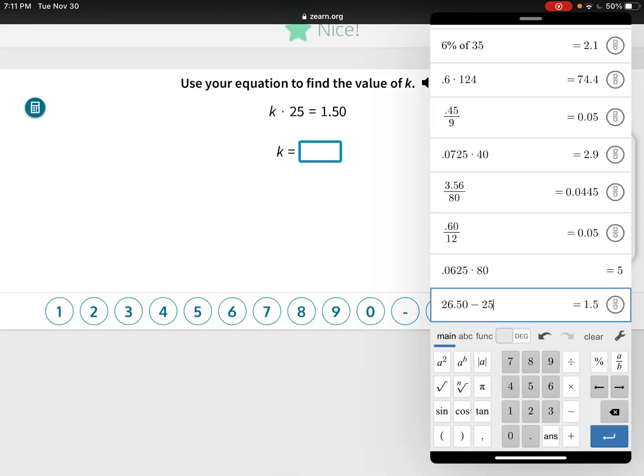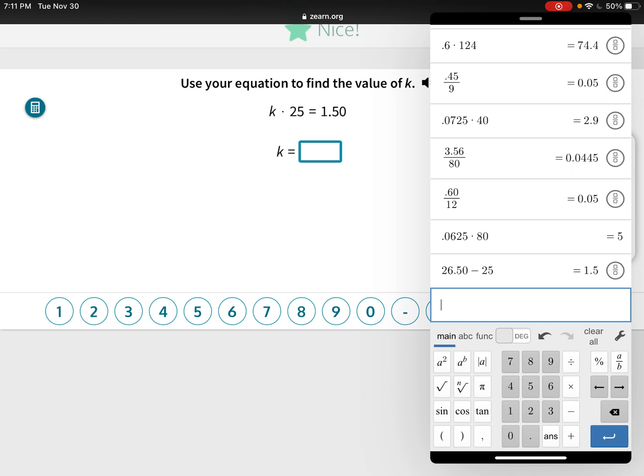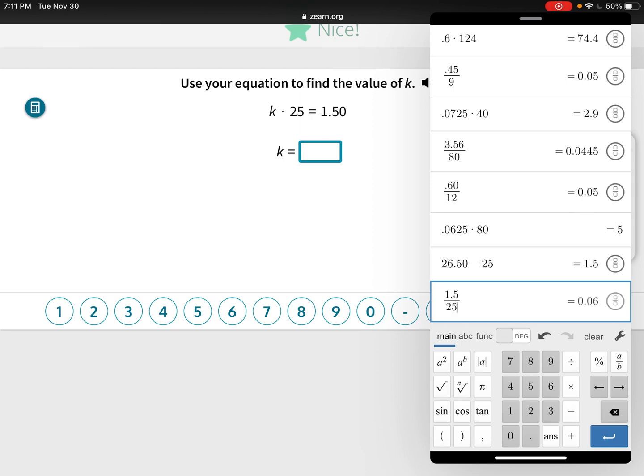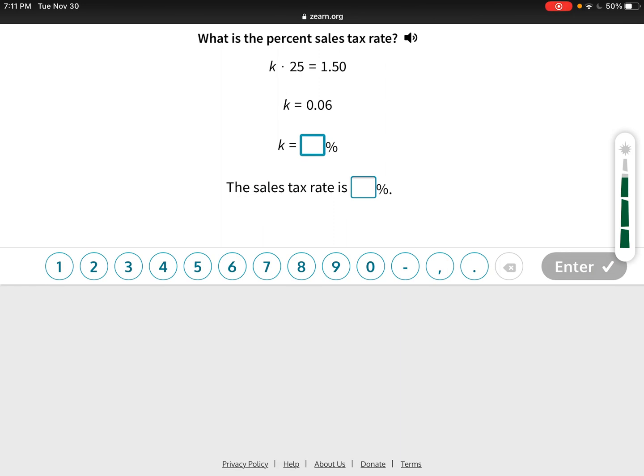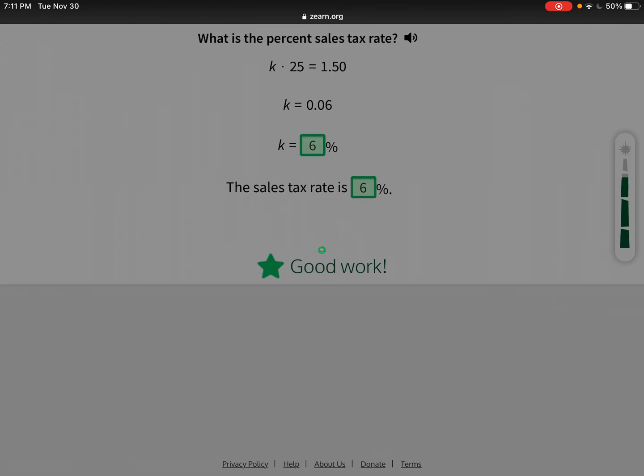Okay, so then k equals, we have to do the division. So when we have an unknown, instead of multiply, we divide. So 1.5 divided by 25 equals 0.06. Move it 2 places to the right, you get 6%.